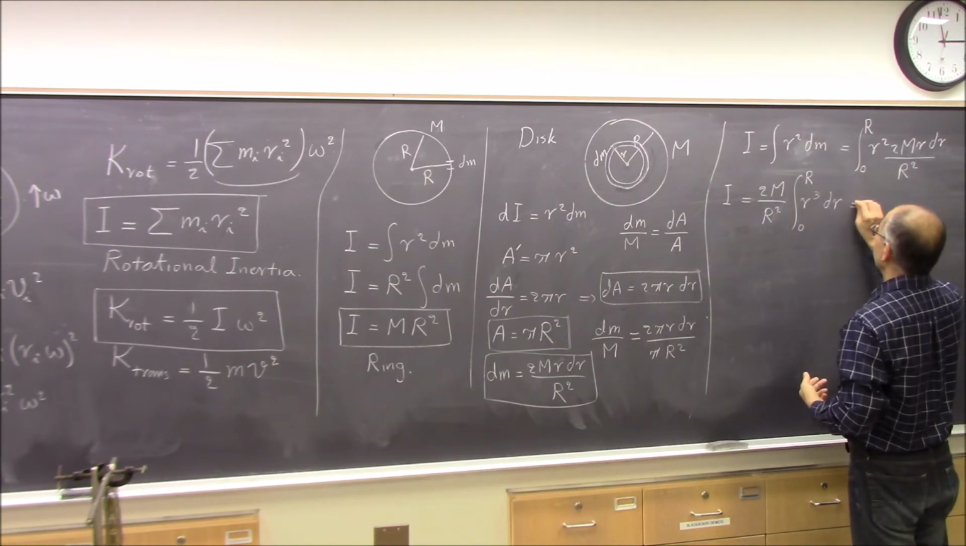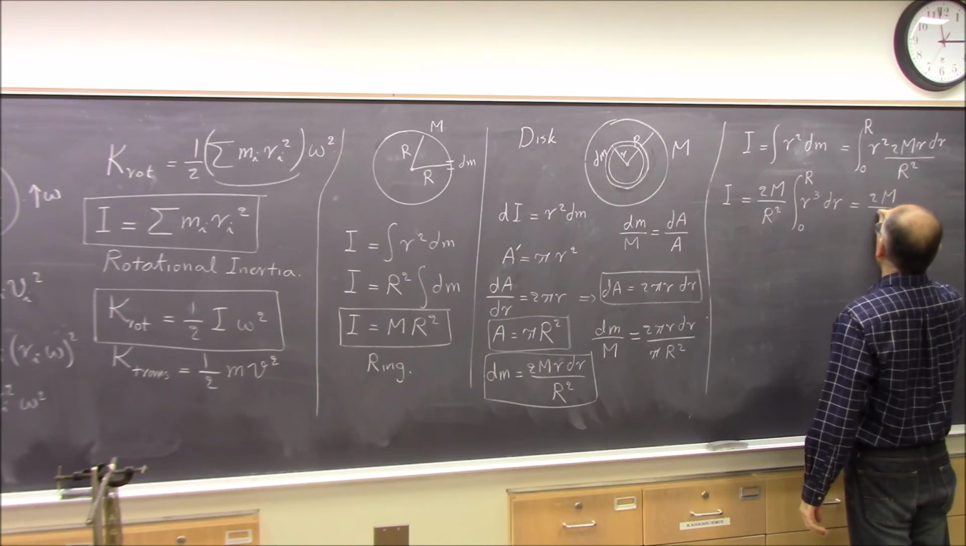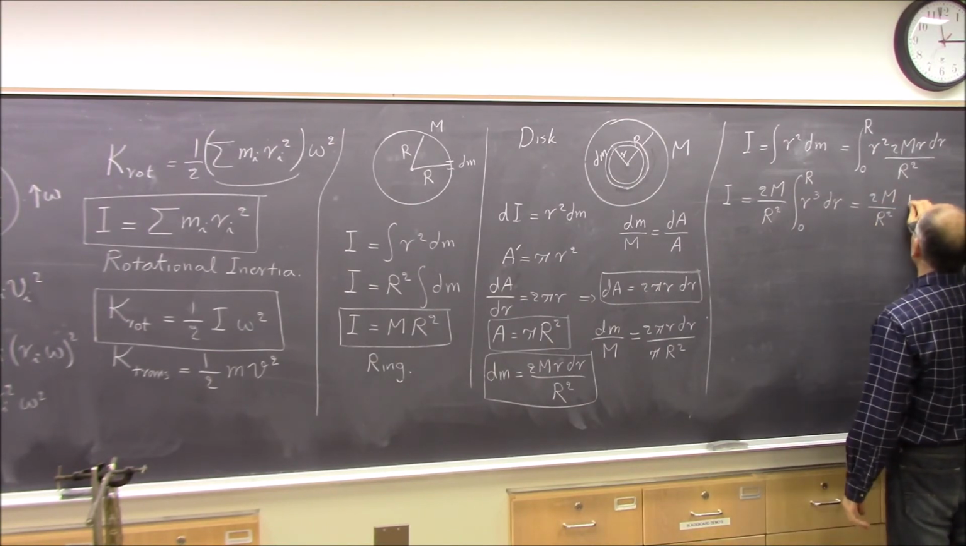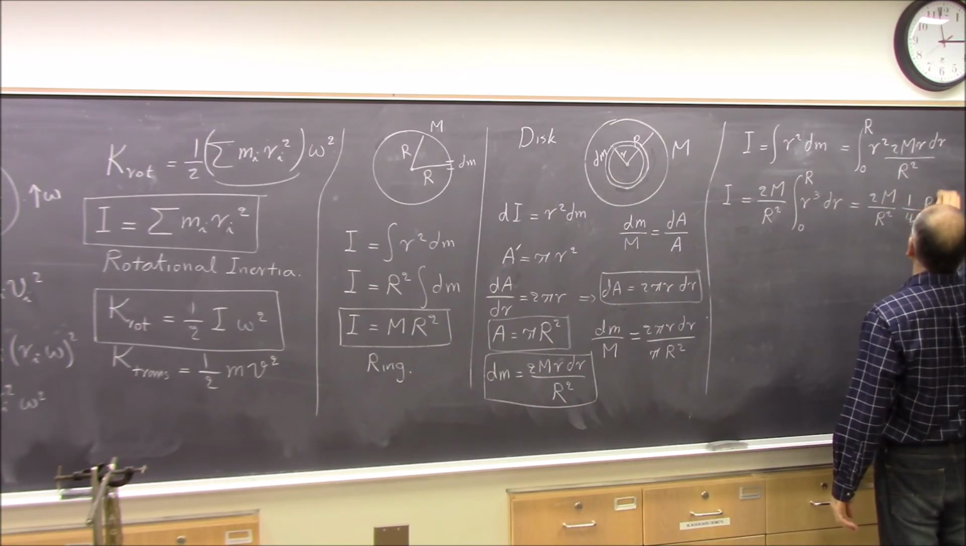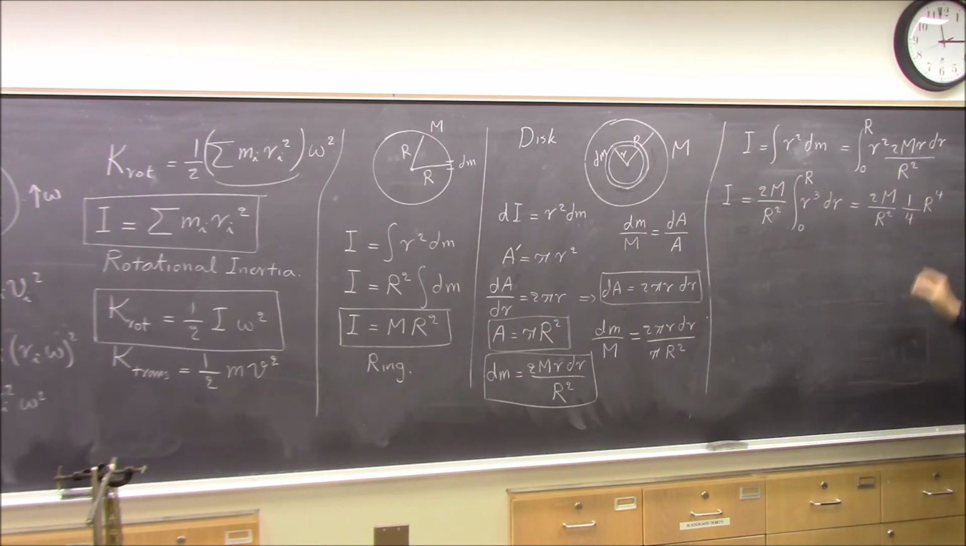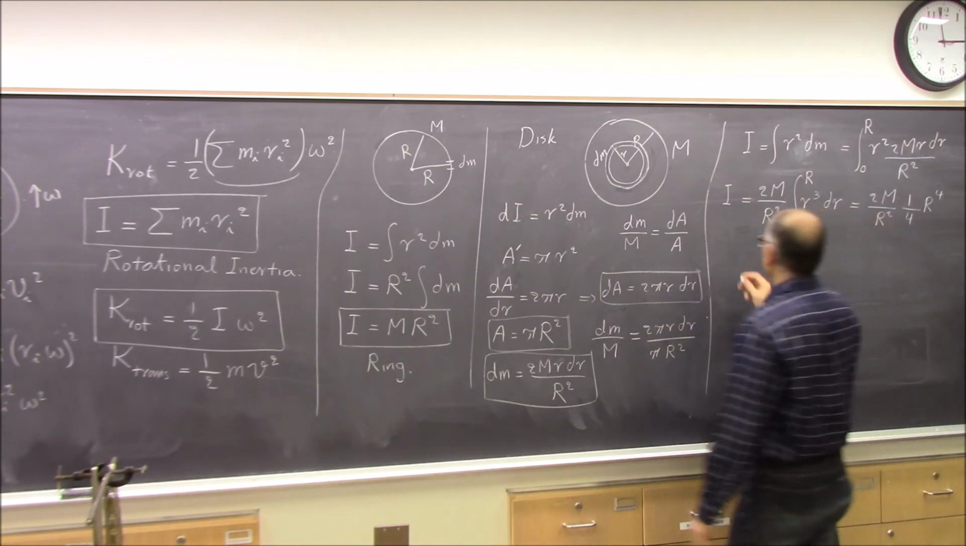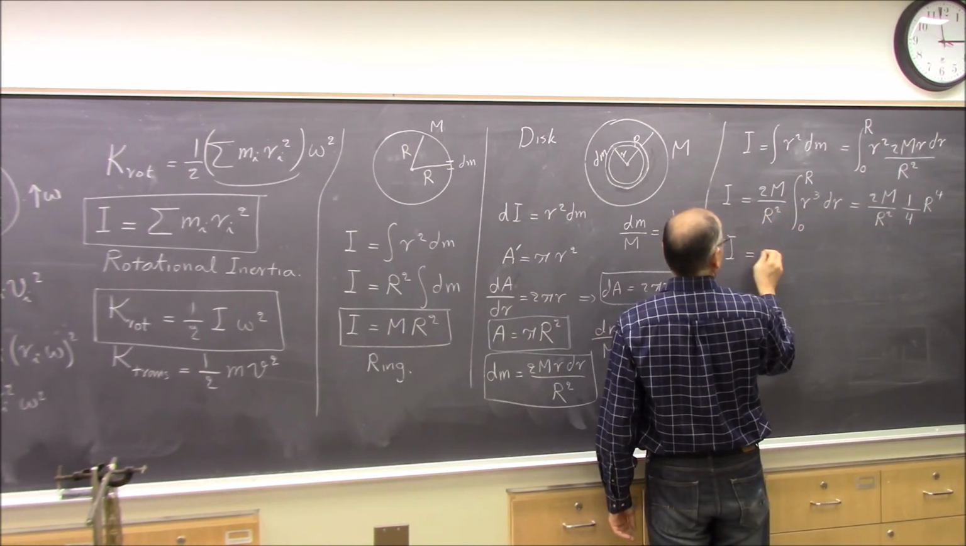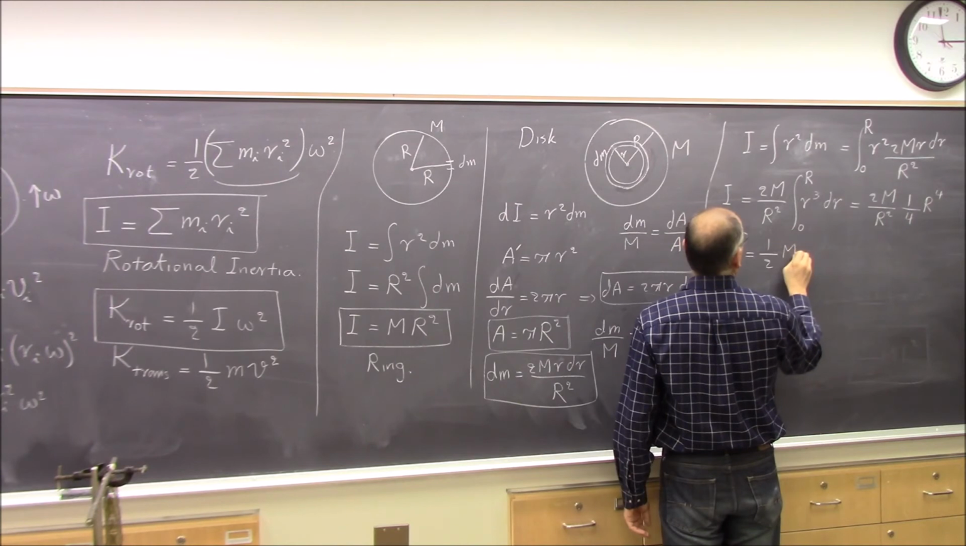So let's put that in: 2m over R squared times 1/4 R to the 4. And R squared cancels, one of the two cancels. I becomes 1/2 the mass times R squared.